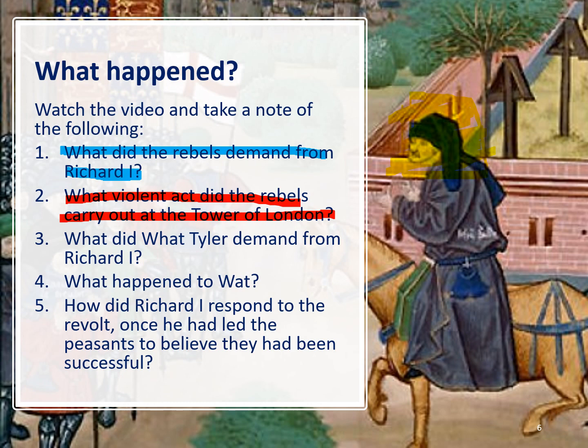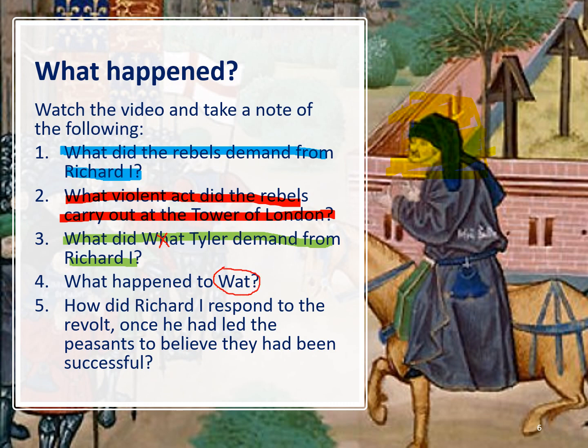It was built in, I believe it was about 1087. It still stands to this day. Very important building. Question number 3. What did Wat Tyler demand from Richard II? I've just noticed that this PowerPoint says "what", like I would say what. Wat wouldn't spell his name like that. He would spell it like this, W-A-T.